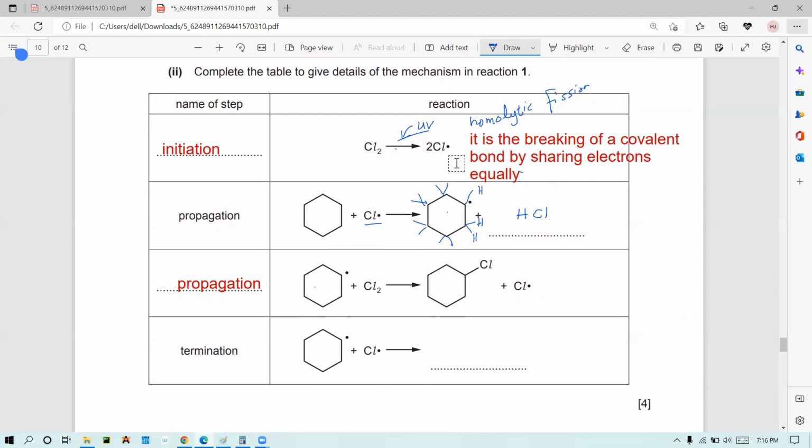In a termination step, 2 free radicals are going to join together. The free radical, in this termination step, this free radical joins with chlorine free radicals, making this compound. This is how the reaction happens.